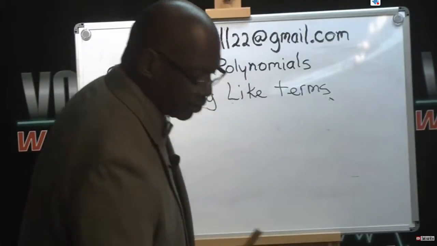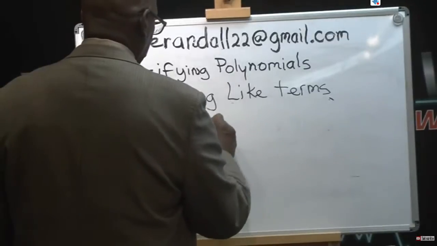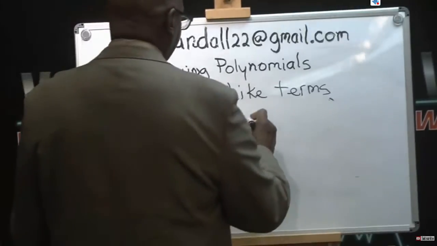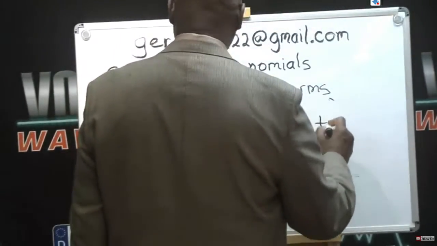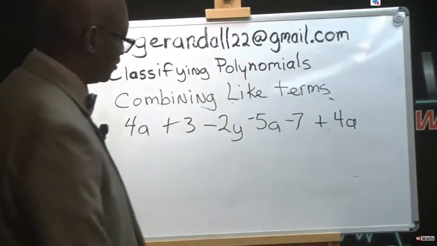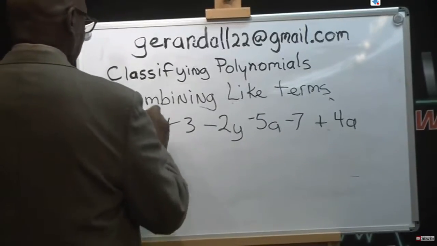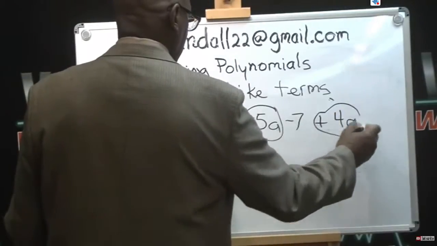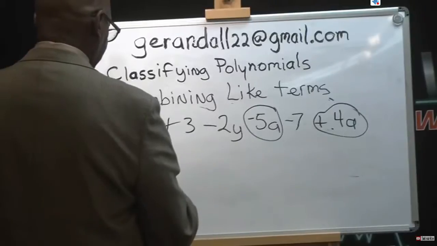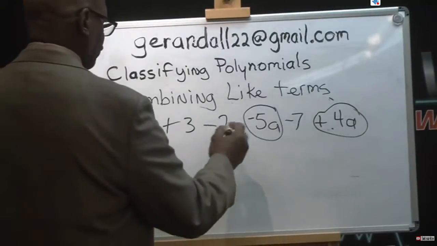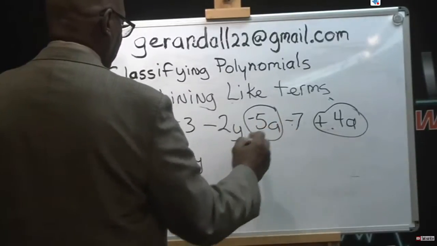Okay. Let's look at another. 4a plus 3 minus 2y minus 5a minus 7 plus 4a. Okay. Now, a's, we have 4 plus 4 is 8. Subtract 5. That leaves us with 3a. There's no other y's, so minus 2y. And we have a positive 3. Subtract 7, leaving us with a negative 4.